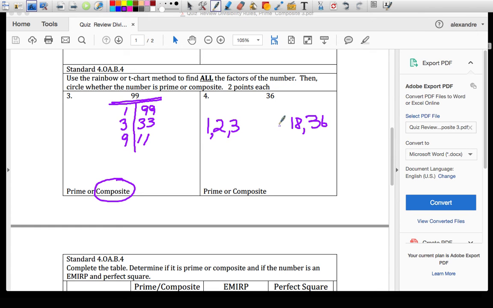3 also works. It would be 3 and 12. 4 also works. It would be 4 and 9. And we have 6 and 6, but I'm not going to repeat it. You can tell this has a lot of factors, so this is definitely also a composite number. Notice I didn't do that rainbow thing here on top because it does get a little messy, but you get the idea.